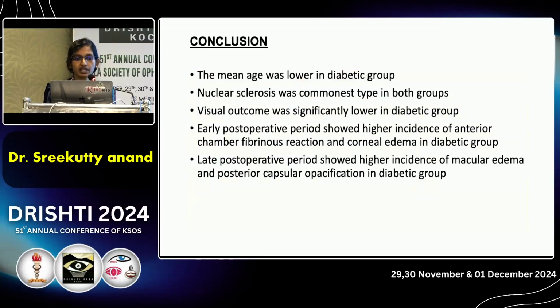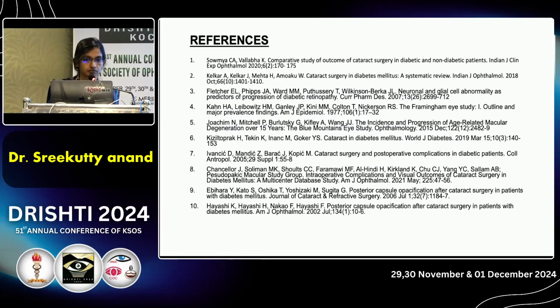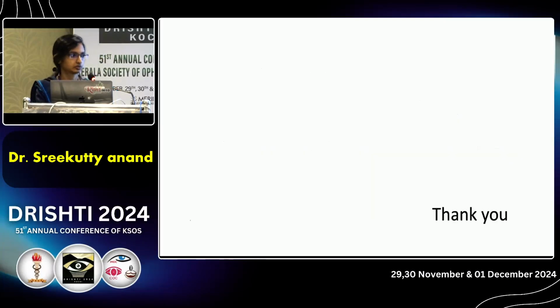Conclusion: the mean age was lower in the diabetic group. Nuclear sclerosis was the commonest type in both groups. Visual outcome was significantly lower in the diabetic group, and the early postoperative period showed higher incidence of anterior chamber fibrinous reaction and corneal edema in the diabetic group, whereas the late postoperative period showed macular edema and posterior capsular opacification more in the diabetic group. Thank you.